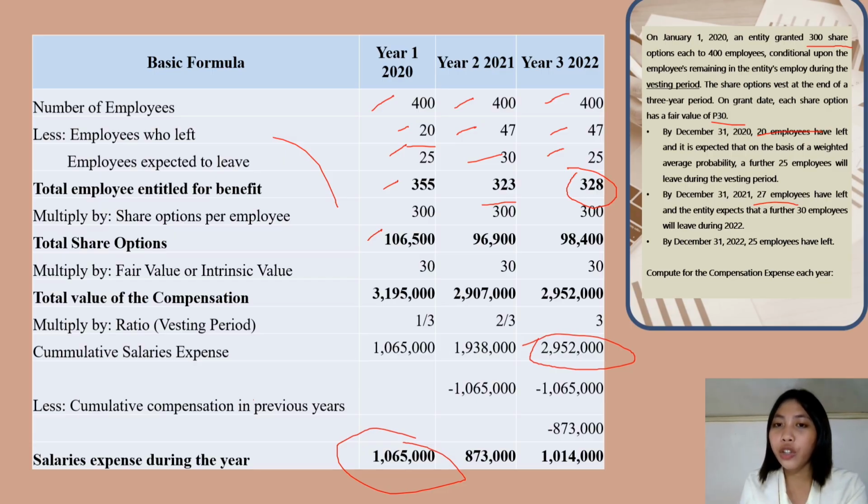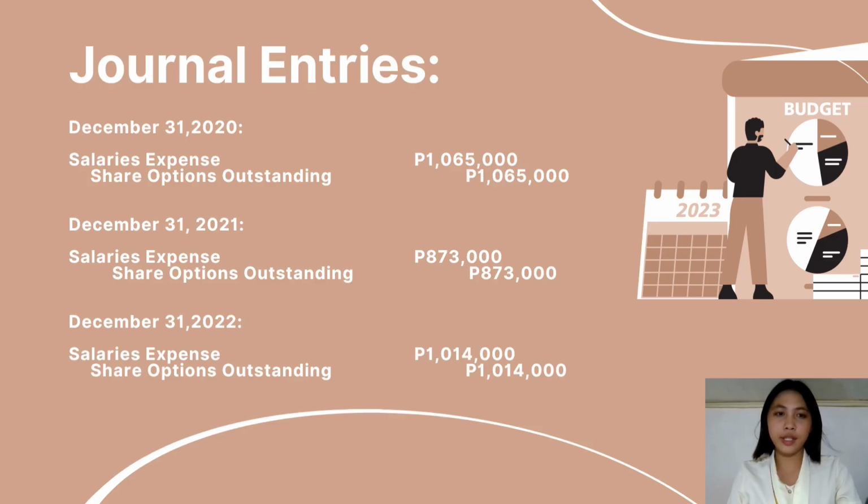So ang atong year 3, 2022, ang atong year 3 salaries expense is 1,014,000. So mao ni ang journal entries. December 31, 2022, debit salaries expense which is 1,065,000, credit share options outstanding 1,065,000. December 31, 2021, salaries expense of 873,000, credit share options outstanding 873,000. December 31, 2022, debit salaries expense, credit share options outstanding which is 1,014,000.